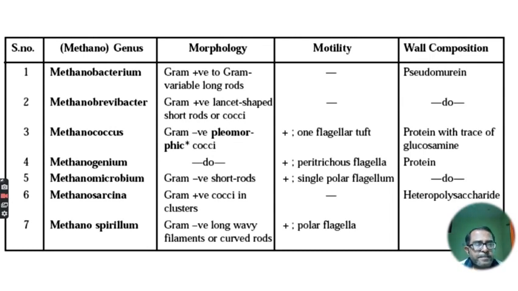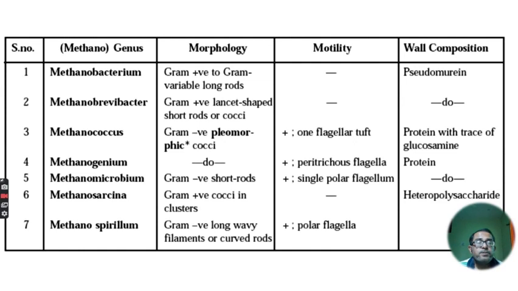First genus is the Methanobacterium, which is showing gram positive to gram negative reactions, and these are long rods. They are non-motile, and when the cell wall of this bacteria has been studied, it is made up of pseudomurein. Second genus is the Methanobacterium. It is a gram positive, lancet shaped short rods or cocci. They are non-motile. They also have pseudomurein in their cell wall.